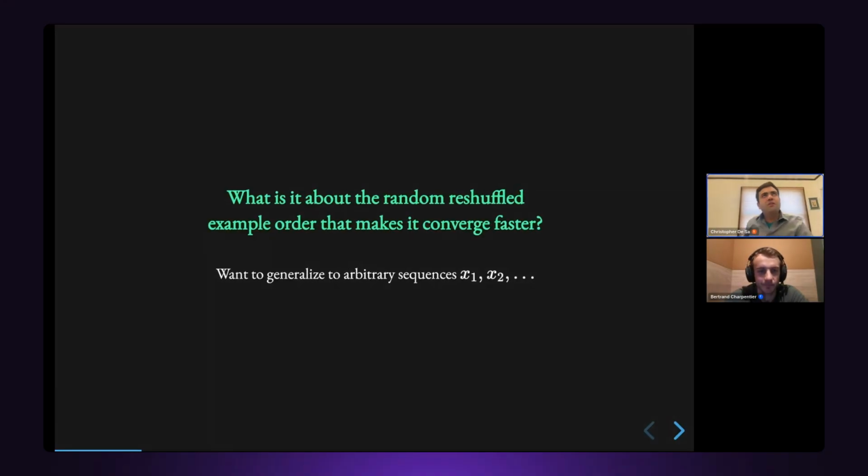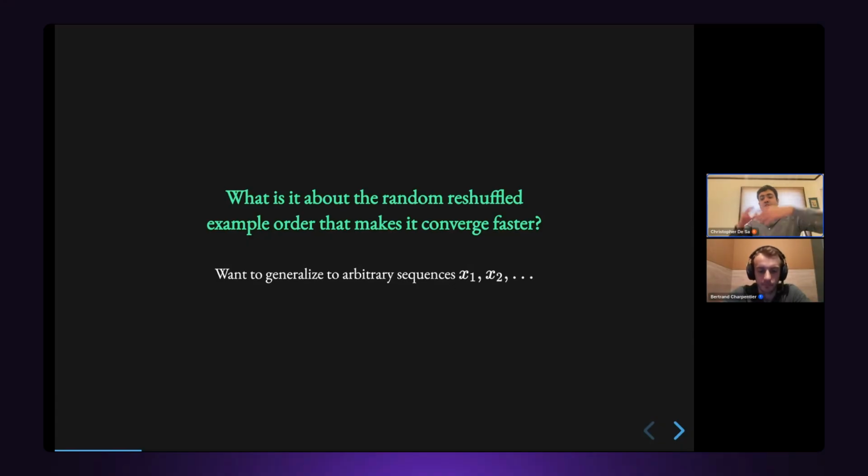So what we set out to ask, what started this whole line of work, is what is it about these random shuffled examples that actually makes it converge faster? And the motivation is that random reshuffling, sure, it's nice to be able to prove things about it, but often, especially when you come from a machine learning systems background, you have some constraint on the order that you can use the examples in that comes from the system.